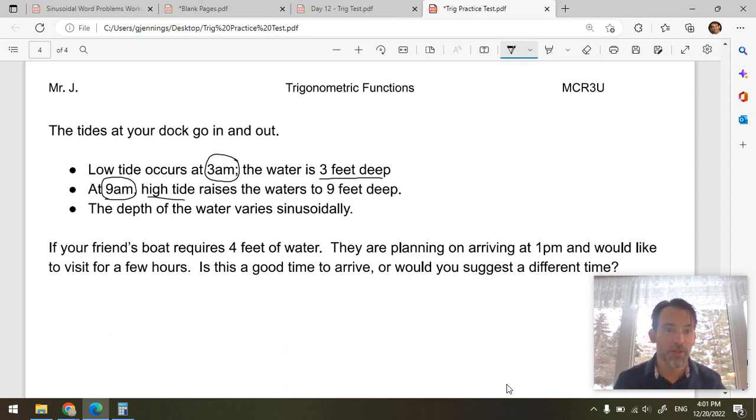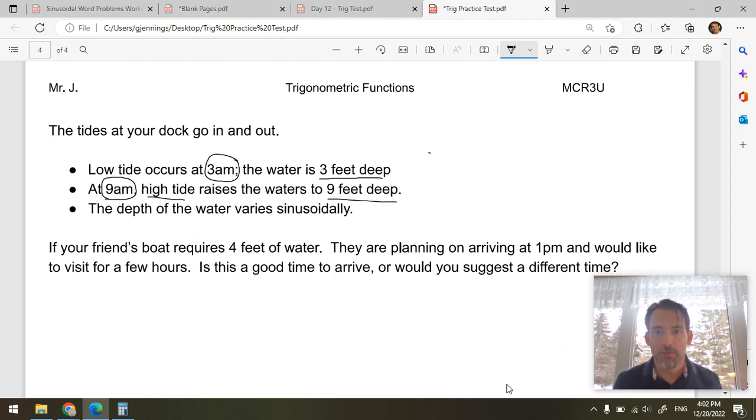Here you have the gap between 3 a.m. and 9 a.m. being 6 hours. So the gap between high and low tide would be half of the period. So that would be, in this case, 6 hours. Rounded. It should be 6 hours and 12 and a half minutes, but we're not going there. All right, so this is high tide, 9 feet deep.